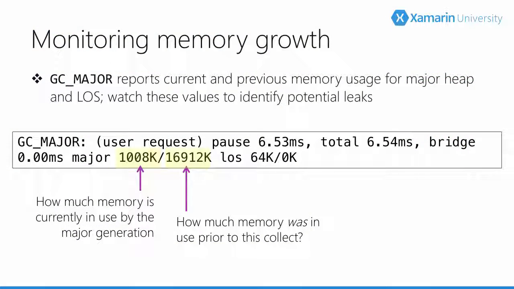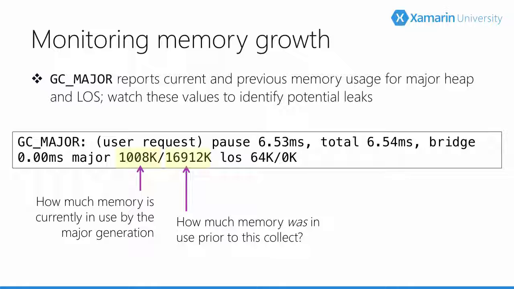Now, if you don't have access to a profiler, another way to identify memory leaks in your apps is to watch for unbounded growth in the major or large object space heaps. And you can monitor this through the debug logs. Now, if you're unfamiliar with the debug logs, this is essentially output that's emitted in your output log that indicates when garbage collections are occurring. This happens in Android automatically, so debug logging is always turned on for debug builds in Android.